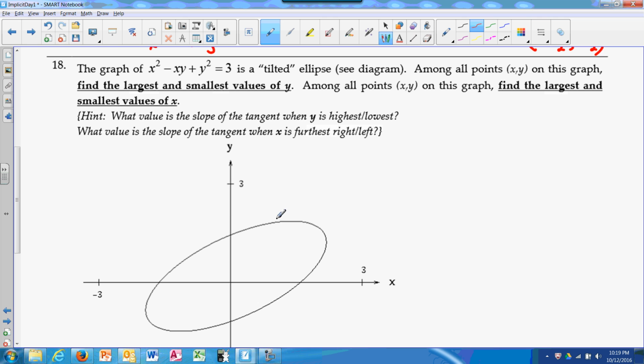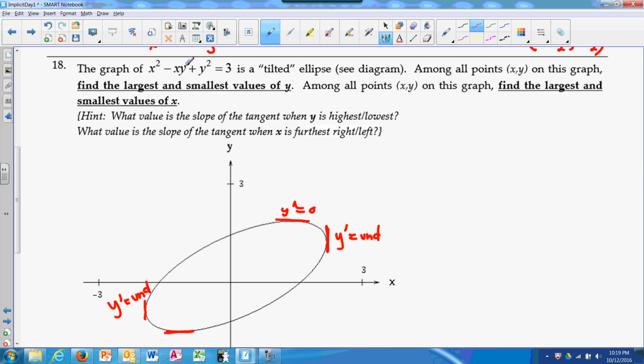Our highest value for y is going to be where y prime equals 0. And our lowest value for y is going to have the same situation. Our highest value for x is over on this side, is actually going to be where y prime is undefined, our vertical tangent line. And our smallest x value is also going to be where y prime is undefined.